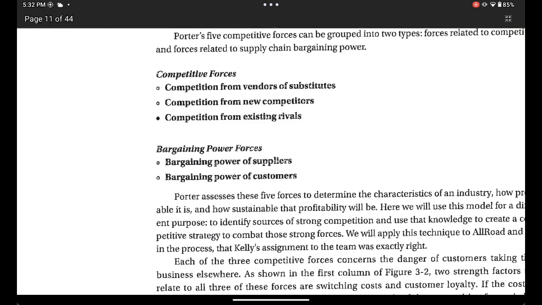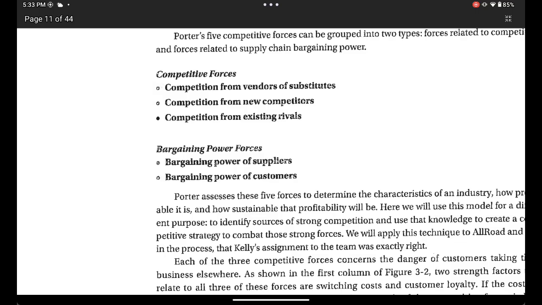Bargaining is student central, right? SC. S stands for suppliers, C stands for customers. Bargaining. What does bargaining mean? It's a type of negotiating. So from the 5 forces model, how can bargaining happen? Who bargains? Only suppliers and customers can bargain. What does it mean? The supplier can bargain with you.